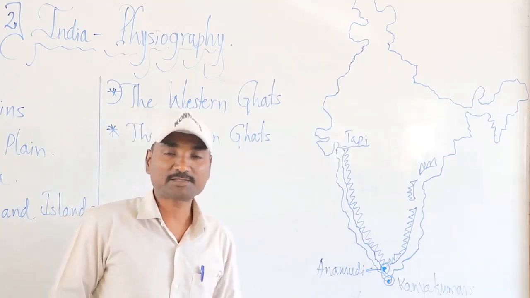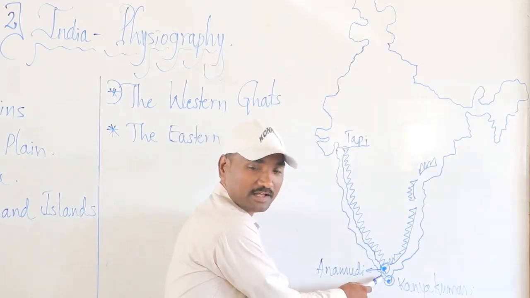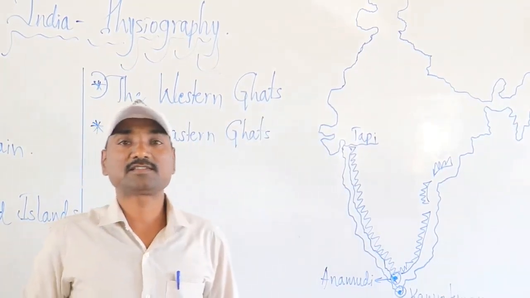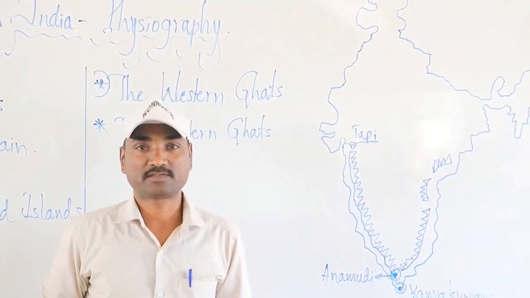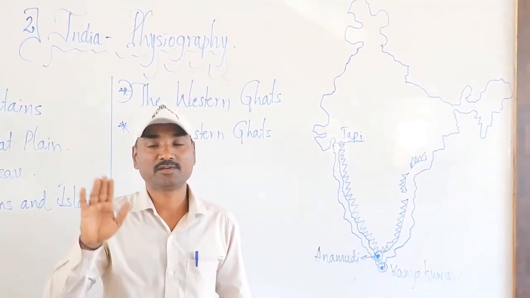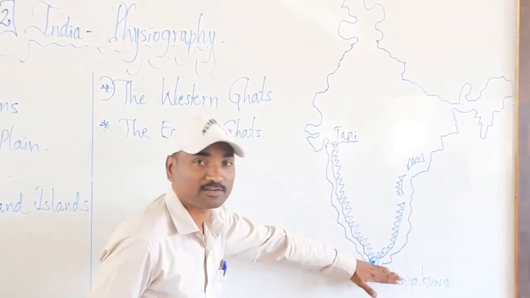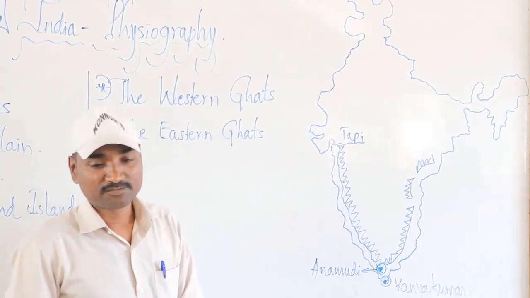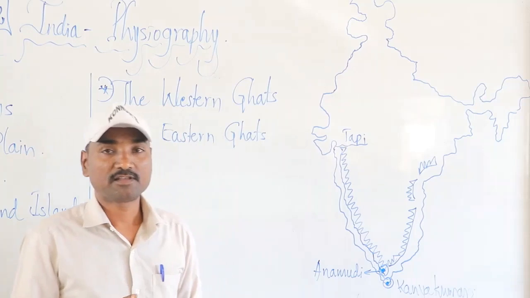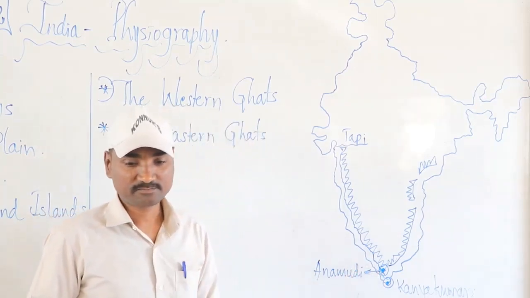Annaimudi is the highest peak in South India. Annaimudi is here. This Annaimudi is situated in the Nilgiri Hills. Its height is about 2695 meters. This is the highest peak in the southern part of India. This is what we studied about the important hills, passes and the highest peak of the Western Ghats.